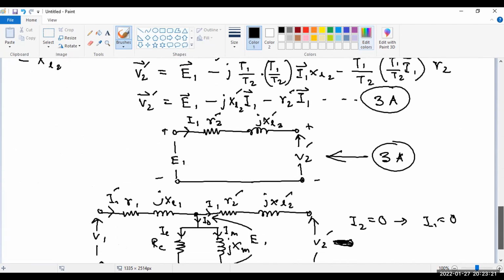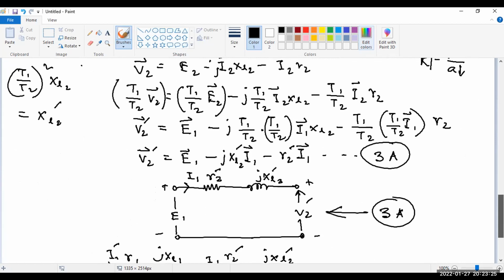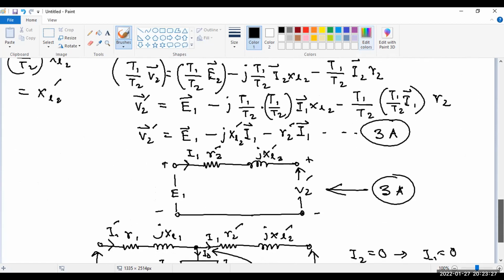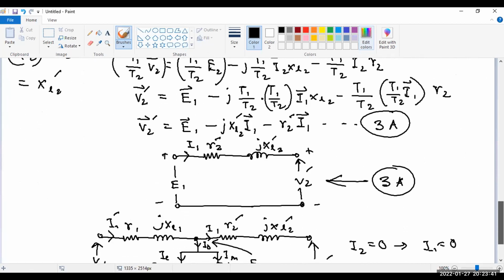Yes, that means if I multiply R2 with T1 by T2 square, we'll get the similar value of R1. Okay, understood? Yes, sir. Okay. So any more question?